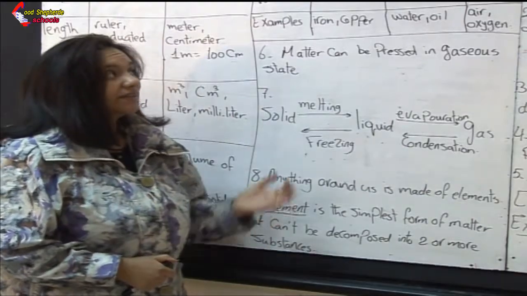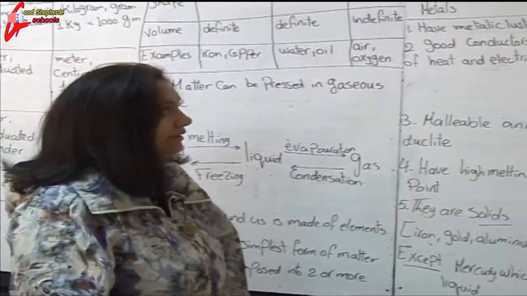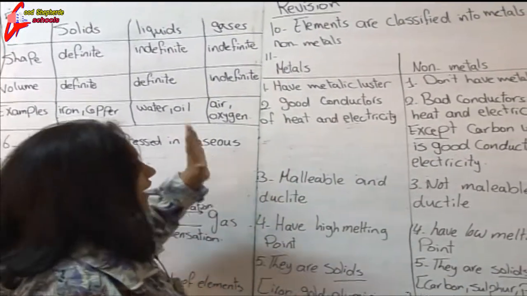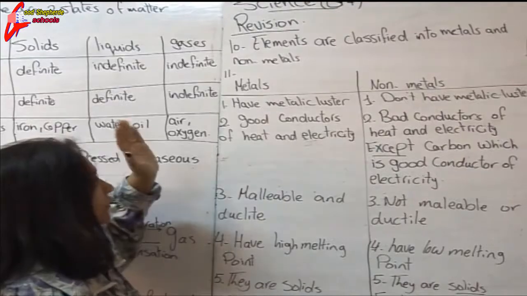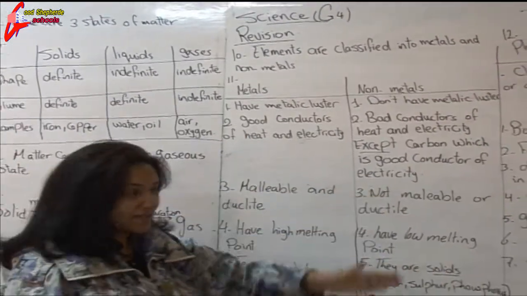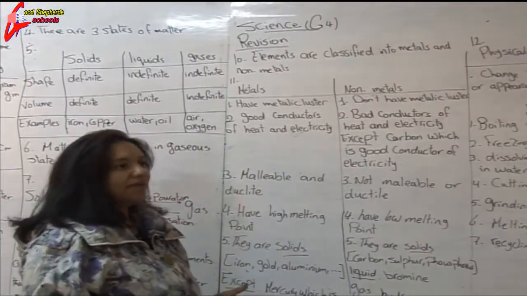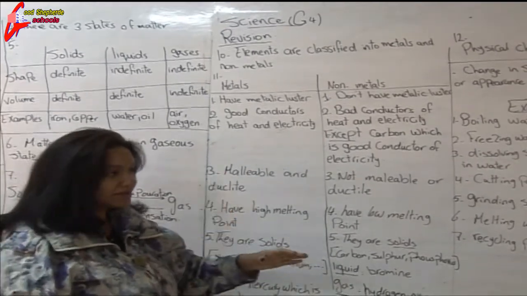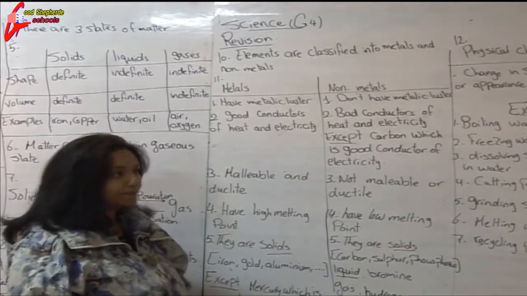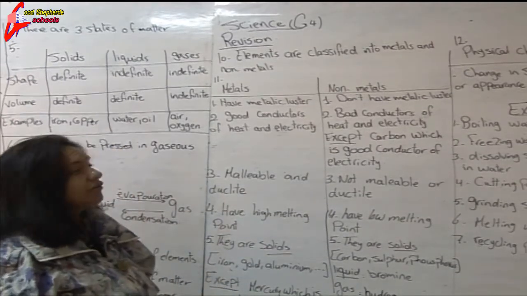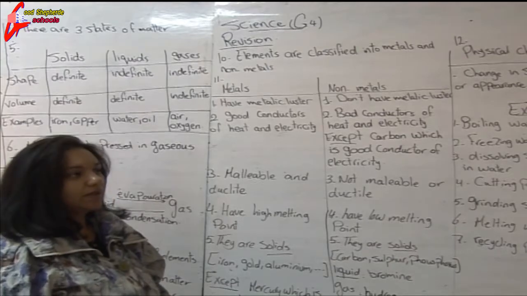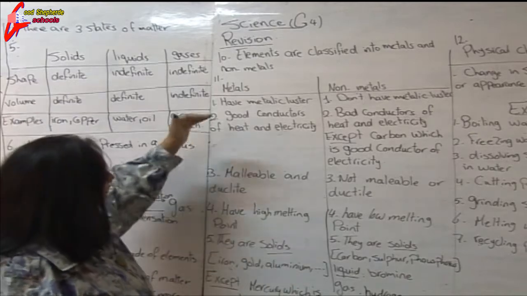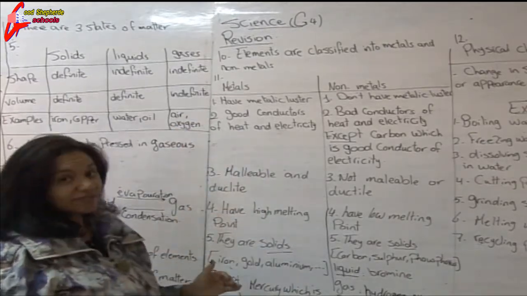And we said that elements are classified into metals and non-metals. So we have two groups of elements. One of them is called metals, and the other is called non-metals. How can we distinguish, or know the difference between metals and non-metals? From their properties. We have a group of elements, and this group of elements has some properties, some characteristics.